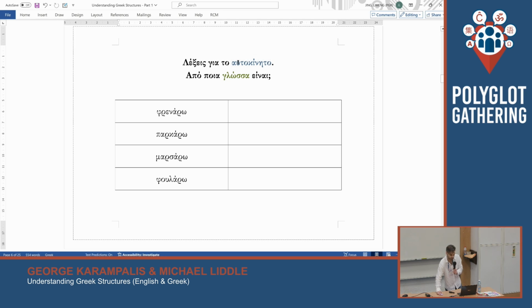Okay. Yeah, it sounds like we're in primary school. Αυτοκίνητο is car, yeah. Κίνητο as in kinetic, moving, and αυτό as in the thing that moves by itself, literally, okay? Like automobile. I'd like you to tell me which languages these words are from.